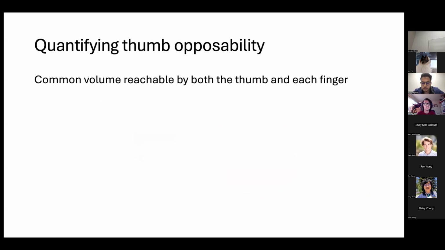How do we quantify thumb opposability? Let's say you have 10 designs of robot hands and you want some way to compare these. How do you go about it? One very useful heuristic is to look at the common volume that is reachable by both the thumb and each finger. The larger the common workspace, the more the thumb opposability, because you can apply opposing forces in a larger space.